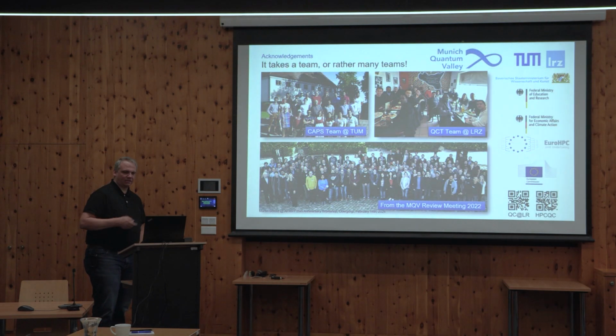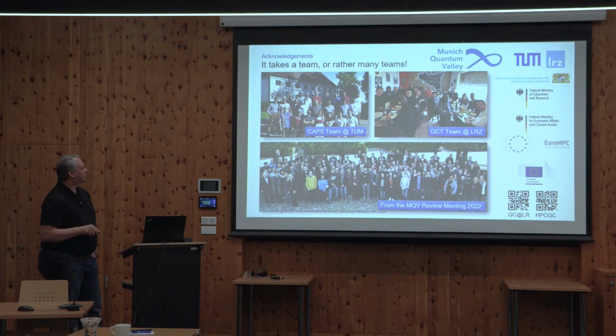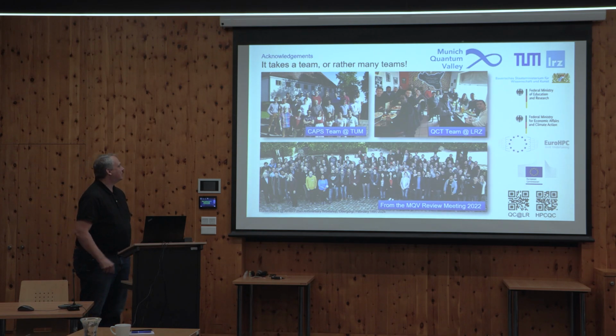And before I finish, of course, I have to mention this has been funded by a whole bunch of organizations and also takes a lot of teams. So this is my team at TUM, this is Laura's team at LRZ, which has been doing a lot of the software development work, and this is a group shot of the MQV, the Munich Quantum Valley. In total, there's about 300 scientists working on this project now in Munich. This is not all of them, but it was the last review meeting we had in September, and actually, sorry, wrong, this is 23. This is the picture of the 23 group in that sense.